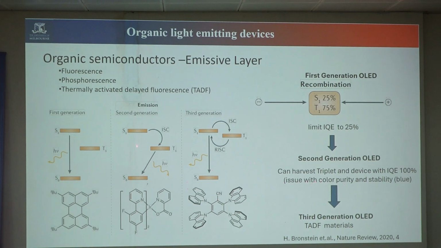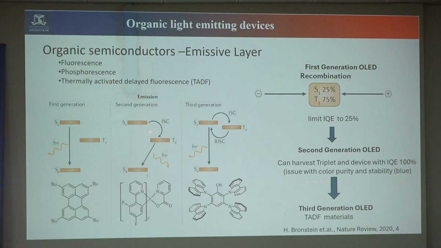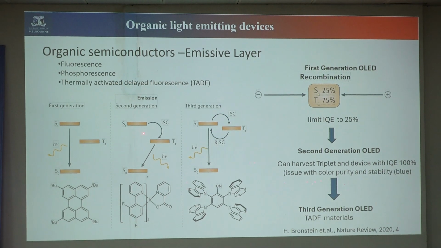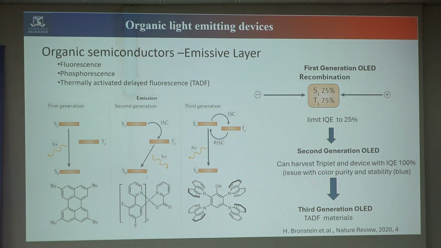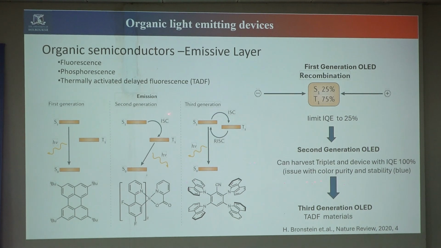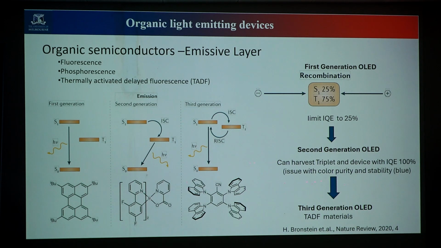That's why the second generation was developed, where you use phosphorescent materials. Phosphorescent materials have the chance of an IQE of 75%. The excitation goes through intersystem crossing and emits light through the phosphorescence effect. Because the IQE of the first generation is limited, we generated the second OLED. Again, phosphorescence has color purity and stability issues, because the phosphorescent materials contain transition metals, iridium and platinum and so on. That makes stability issues in the long term.